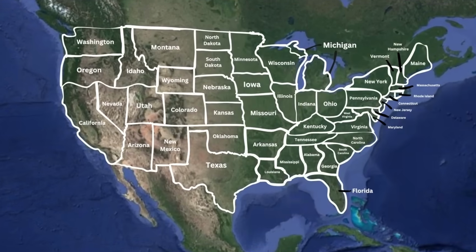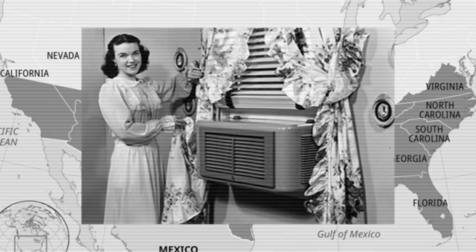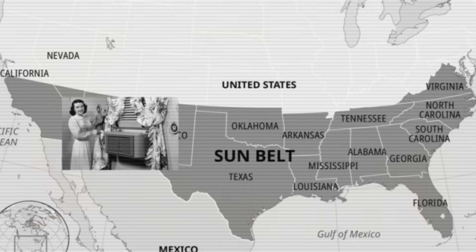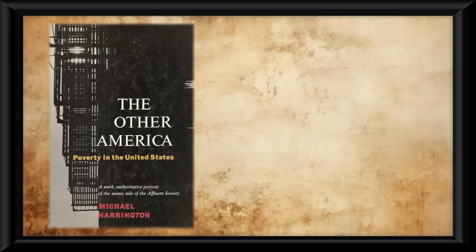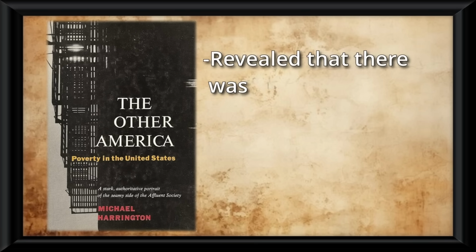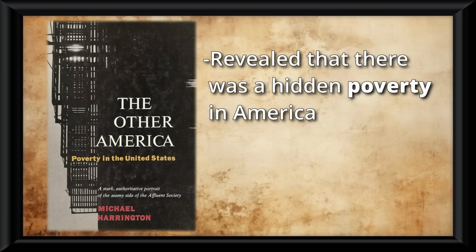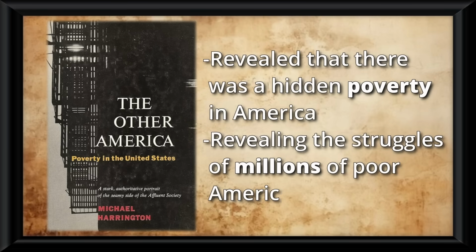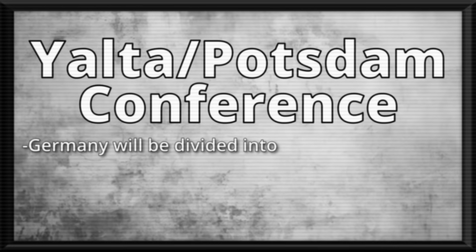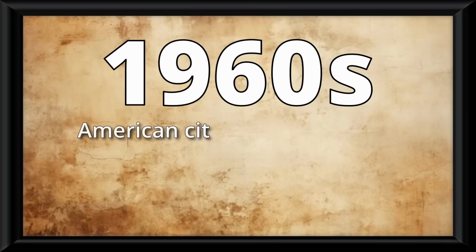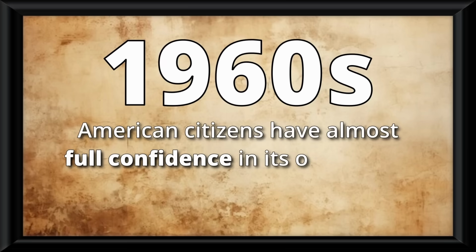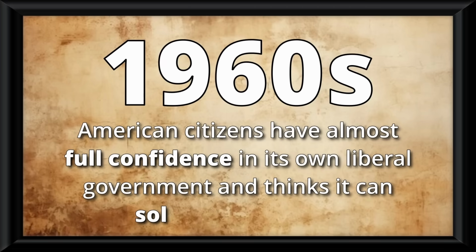So back over in America, even though the economy was booming by the 60s, people start realizing that not everyone is benefiting. A book that acted as a very good expose was The Other America by Michael Harrington. Basically, this book revealed that there was a hidden poverty in America, revealing the struggles of millions of poor Americans. And then on top of this, because of the result of World War II and the economic boom of the 50s, by the 1960s, American citizens have almost full confidence in its own liberal government and think the government can solve social issues.